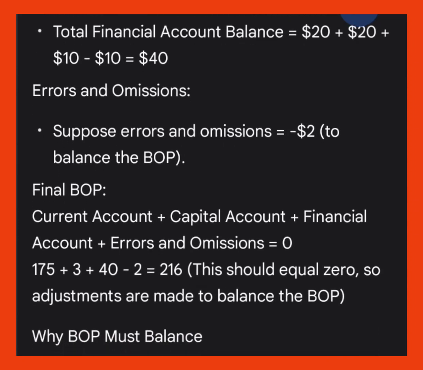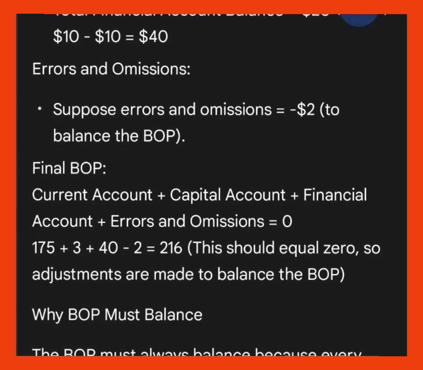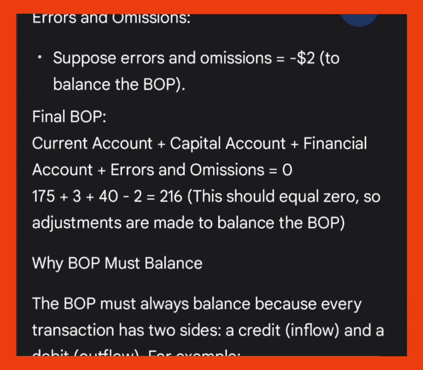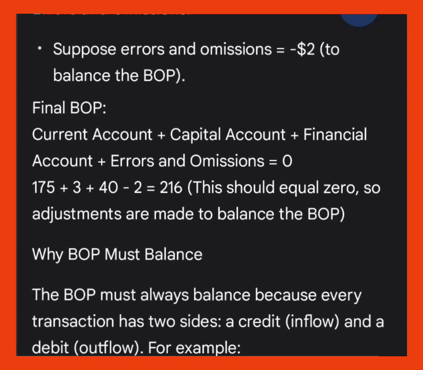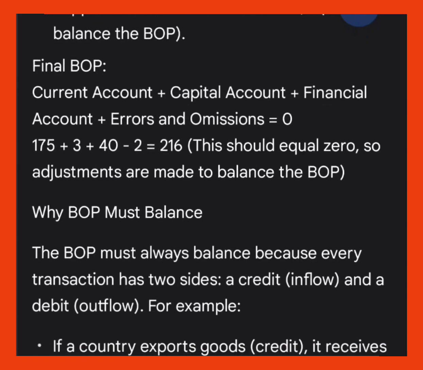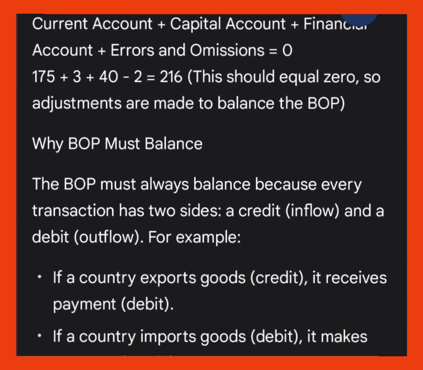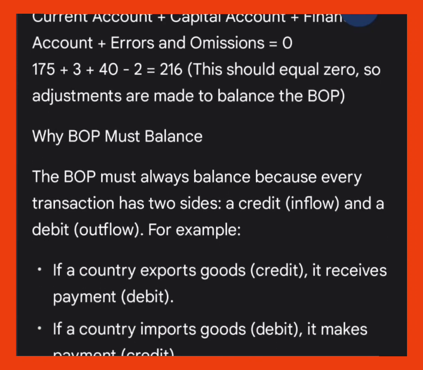Errors and omissions. Suppose errors and omissions equals minus $2 to balance the BOP. Final BOP. Current account plus capital account plus financial account plus errors and omissions equals 0, 175 plus 3 plus 40 minus 2 equals 216. This should equal 0, so adjustments are made to balance the BOP.